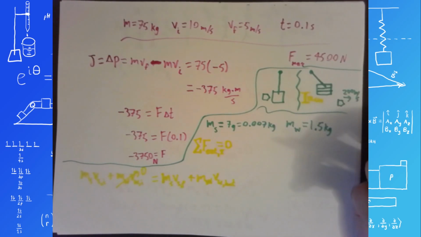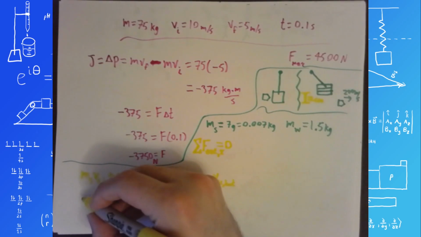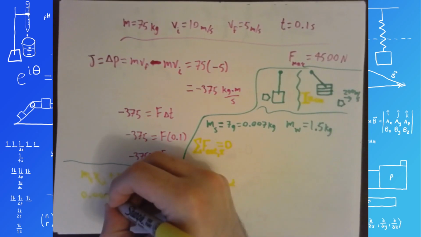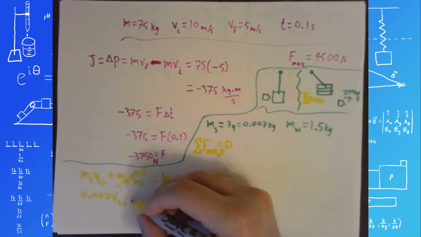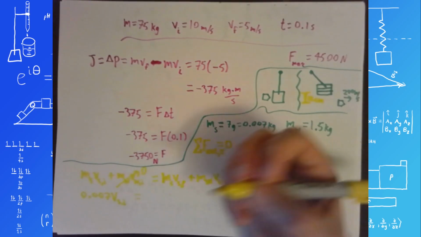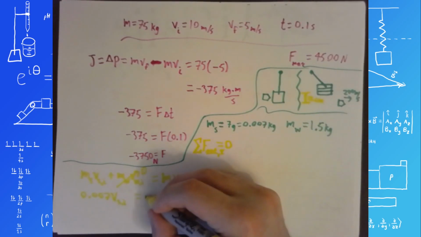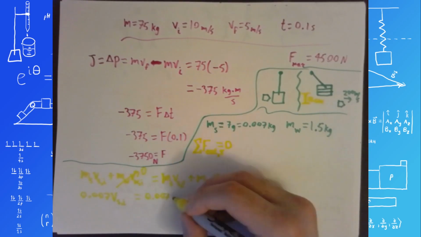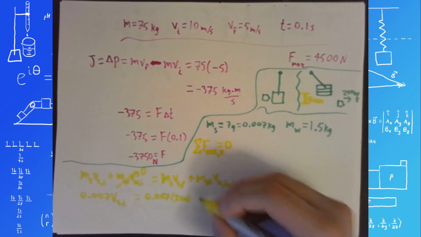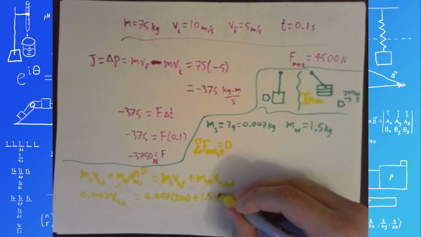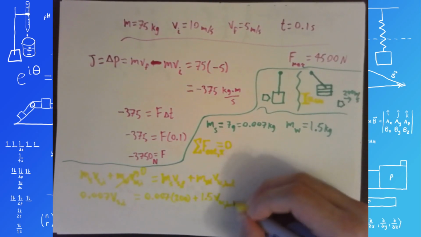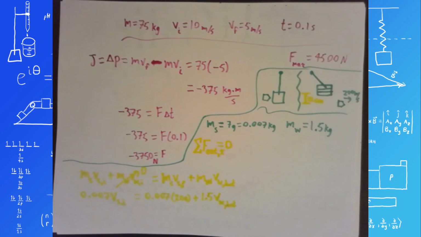So what can we plug in here? I guess we can plug in the mass of the block and the mass of the bullet, and that's as far as we go. So 0.007 times V shell initial equals 0.007 times 200 plus 1.5 times V wood bottom. We still don't know what that is yet, but that's okay.